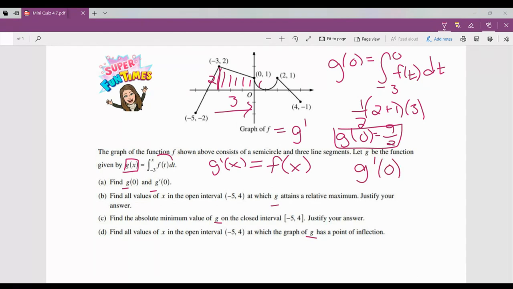All right, so now g prime of 0, well, the derivative is equal to f, so we're actually asking for what is f of 0. All right, so this is the graph of g prime. Where is g prime at 0? Well, it's at 1, so g prime of 0 is equal to 1. All right, so I'm going to pause here and tackle B on through D next.